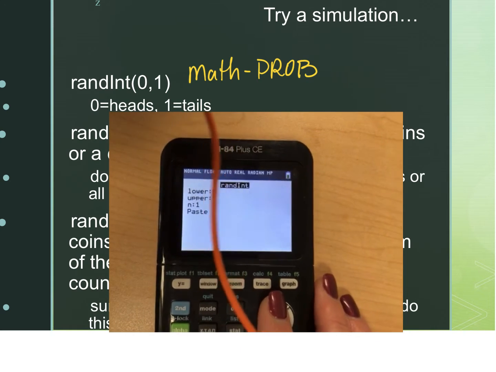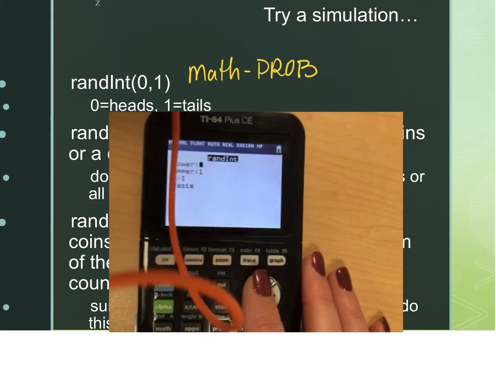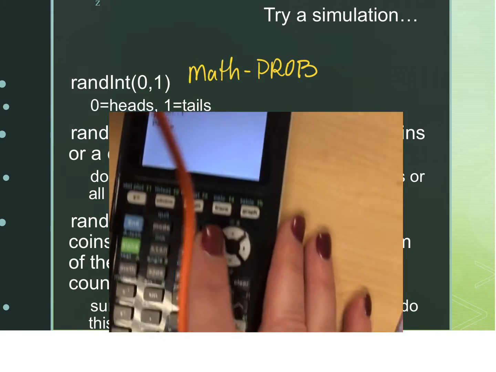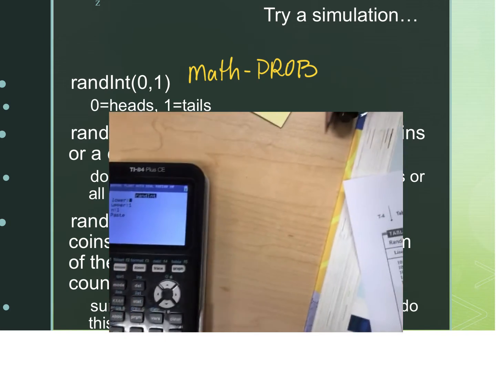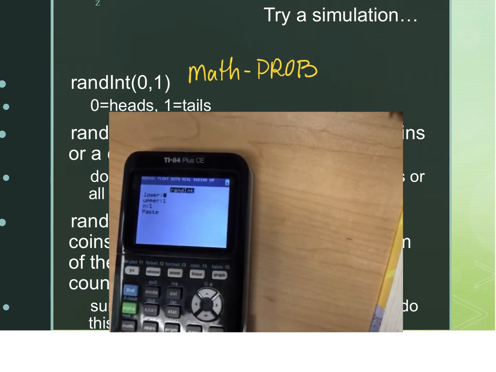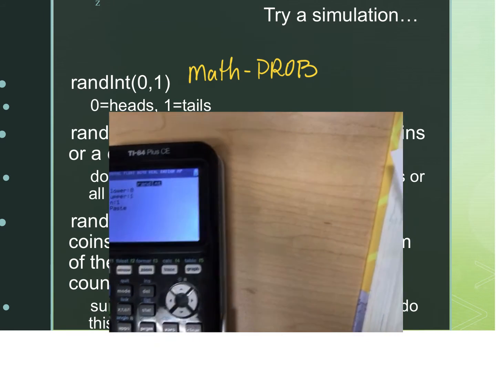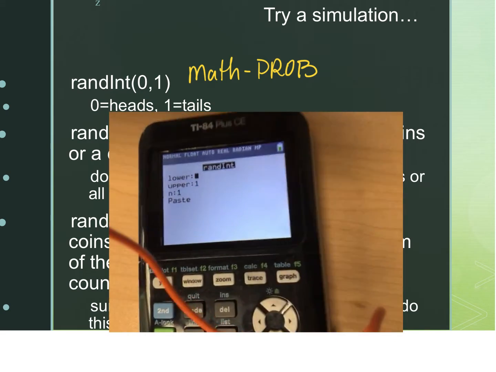Okay. Yeah, you should be getting something different. Your calculator is randomly deciding whether you're getting a 0 or a 1. So everybody's going to get either a 0 or a 1, but you're not necessarily going to get the same thing as me. Right? It's like flipping a coin. If you all flip the coin at the same time, we're not all going to get heads. Okay, so our calculator is randomly choosing.